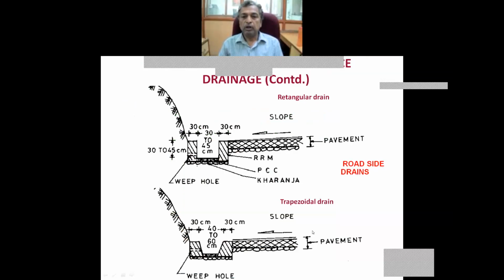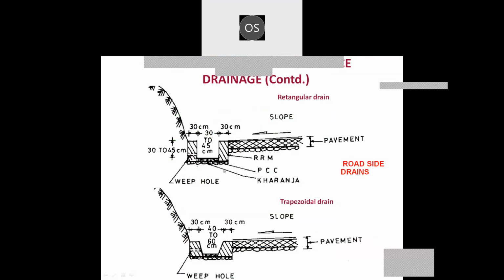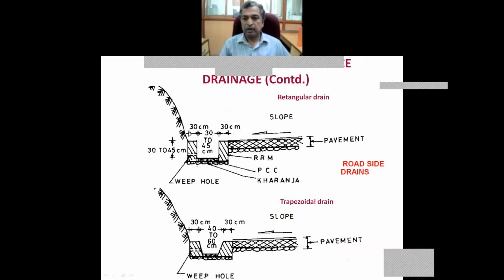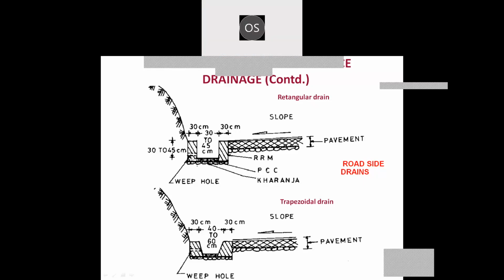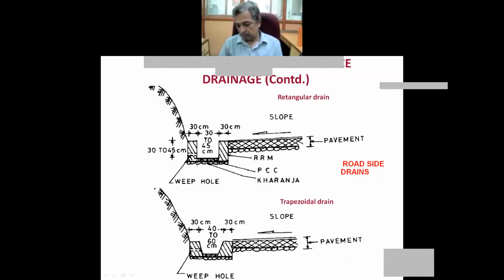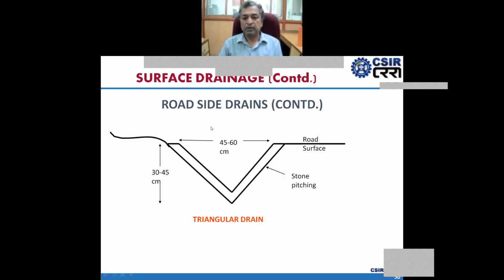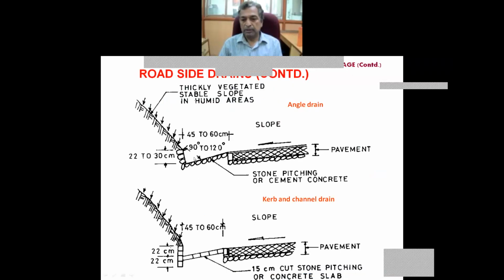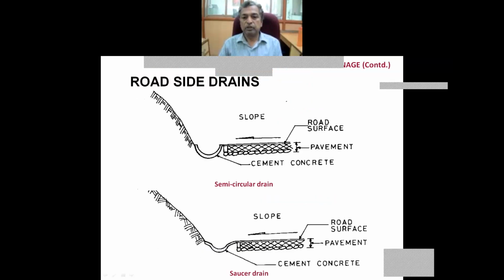This is the cross-sectional view of the roadside drains. This is a rectangular drain, and this is the trapezoidal drain. Another view of the triangular drain. This is the dimension of a particular surface drain, and this is the angle drain, and this is the curve and channel drain. This is the semicircular drain. This is the saucer drain.